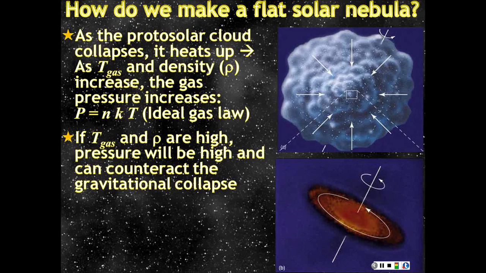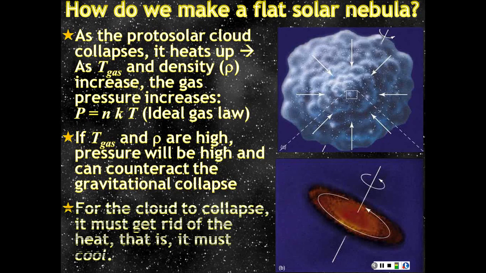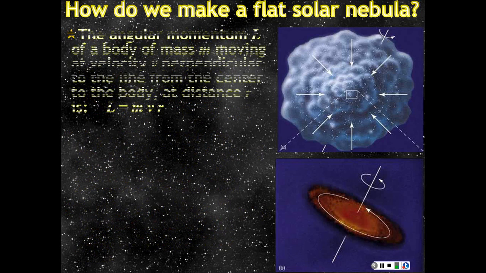everything that has temperature emits energy, and so it is emitting this energy out into space, and so it cools, and that allows the pressure to go down, and so it can collapse further. So it actually has to get rid of some of that heat, and we can detect this in the infrared, and so we actually see protostars forming by their infrared glow. We haven't got it to being flat yet, though.